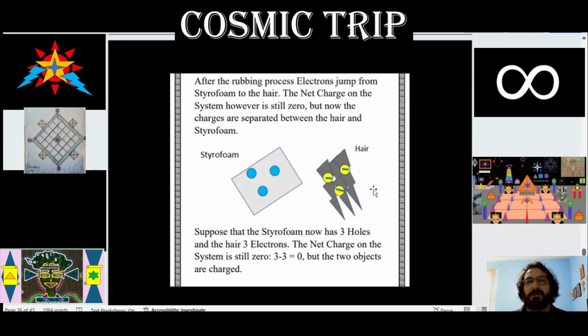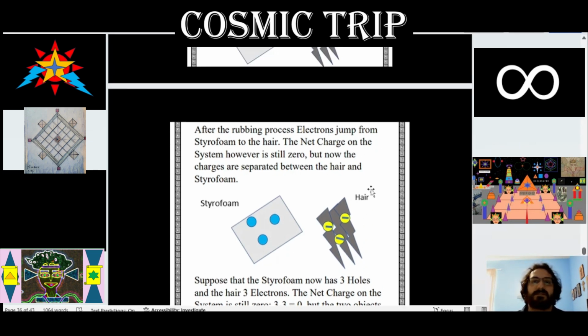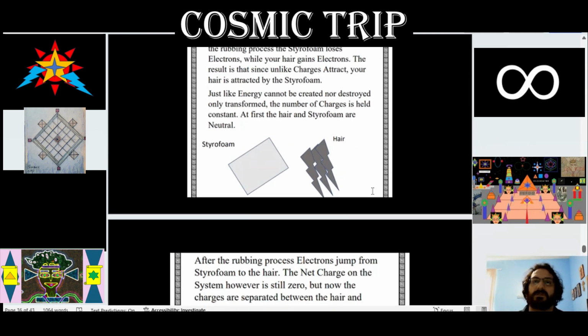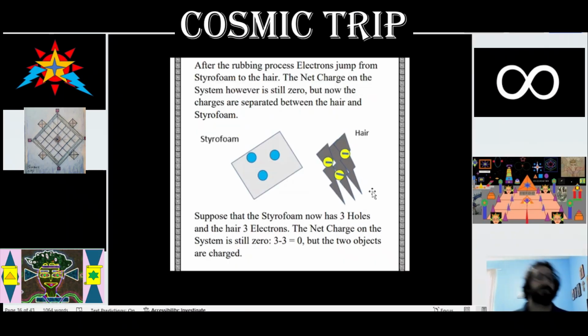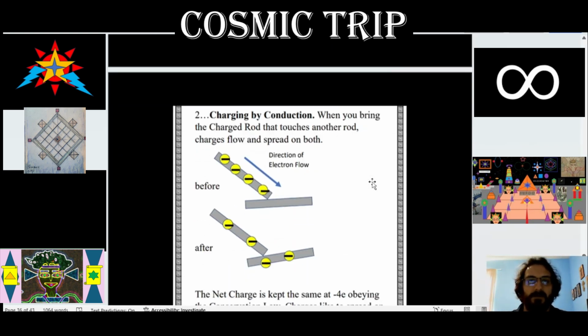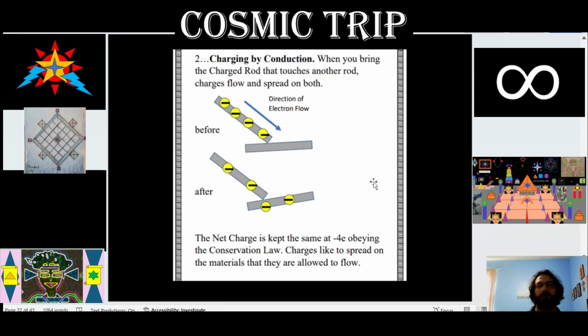So the net charge is still 0 because that's the amount of charge that we begin with. Because everything in physics and in the natural world is conserved. Energy cannot be created nor destroyed, only transformed. There's conservation of mass. There's conservation of charge. There's conservation everywhere. Now, charging by conduction, that's another way of charging.